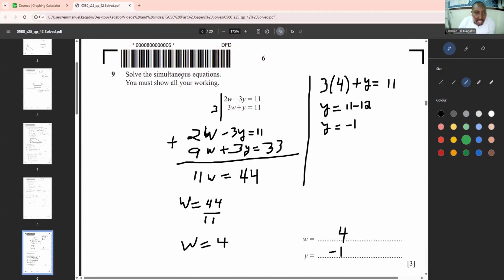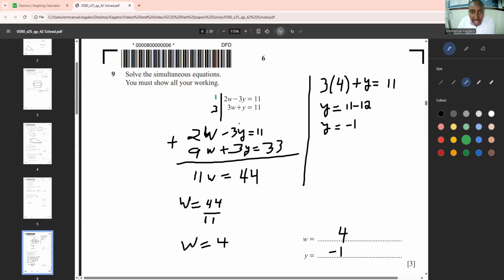Very good. Simultaneous question, they ask you to solve. I can go with the elimination method, I can go with the substitution method, you can go with the graphical method. But the easier way in the exam here, just go with the elimination method. I decided to eliminate the Y, but also you can eliminate the W. So this is 3, this is 1. That's why I wrote 3 here, and here you just put 1. So when I multiply by 1, I'll get 2W minus 3Y equals 11. What about this one? 9W plus 3Y, and 3 times 11 gives me 33.